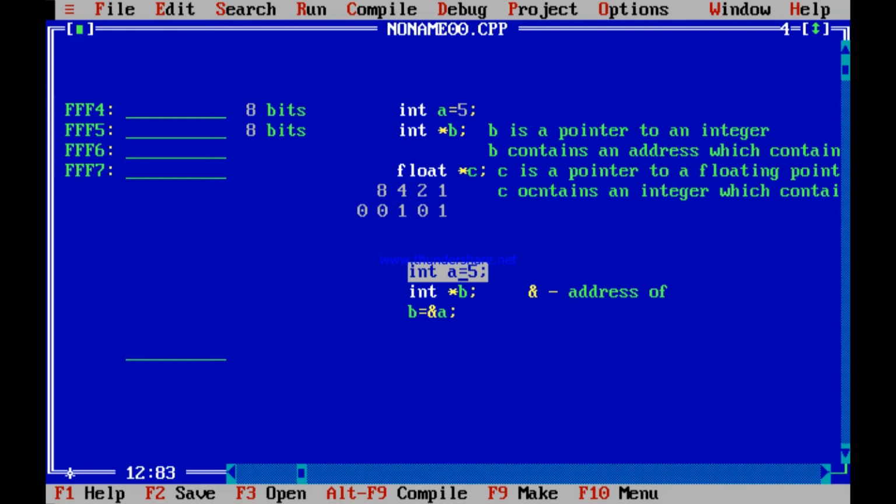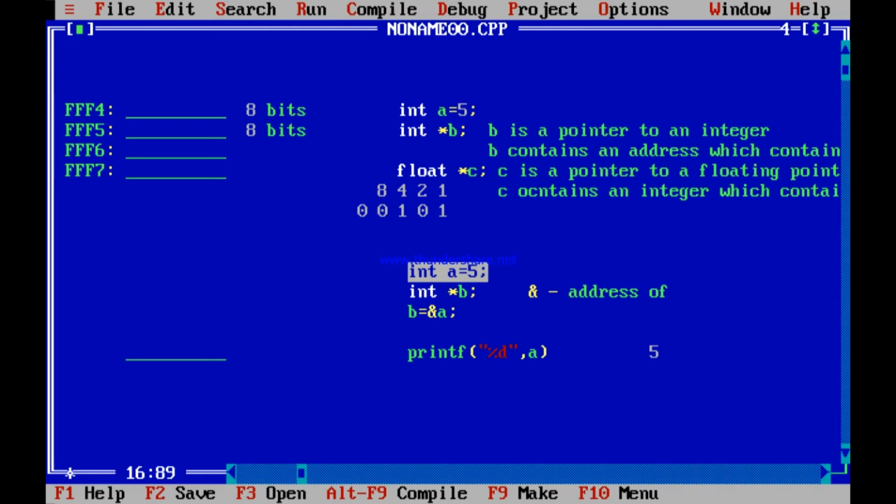A is an integer. B is a pointer to an integer. That is, B is an address of an integer. So if B is an address of an integer, you can write B equal to address of A. That is, the address of the A variable can be stored within B. So here, if we write printf of A, what will be outputted? You know it will output 5, because A is 5.